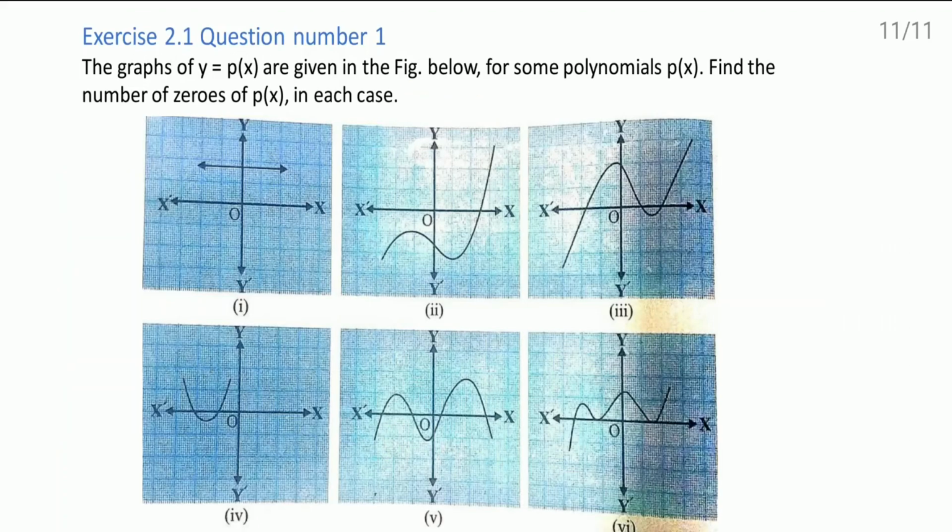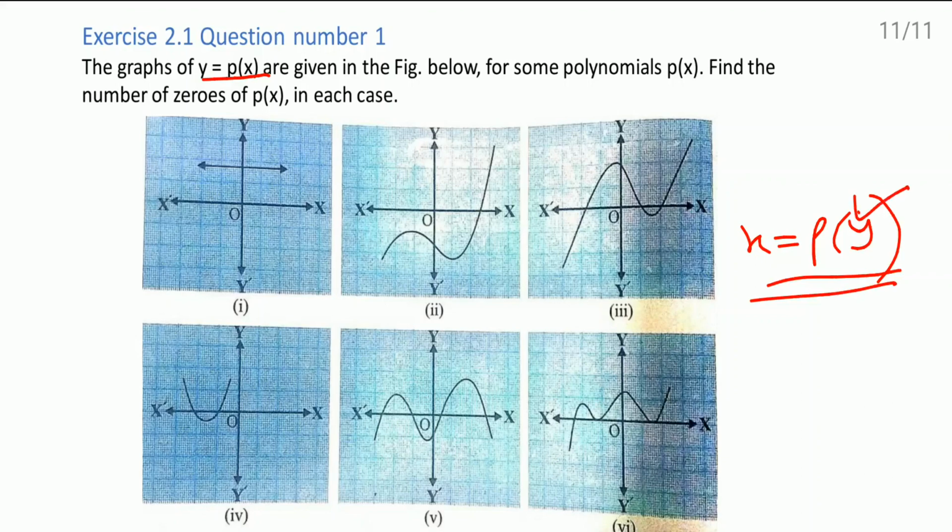Now look at Exercise 2.1, Question number 1. The graph of y is equal to p of x. Try to understand the meaning of this one. Here, y equal to p of x means that your polynomial is in the x variable. Always it is supposed to be like this. Sometimes they may write x equal to p of y. If this is the condition, that means your polynomial is in the y variable.